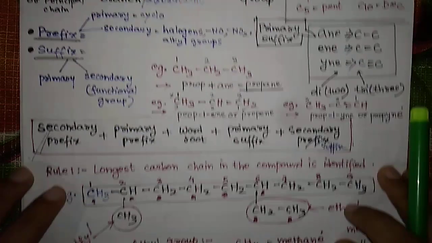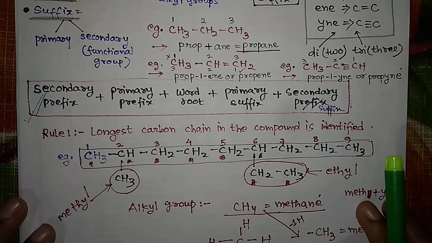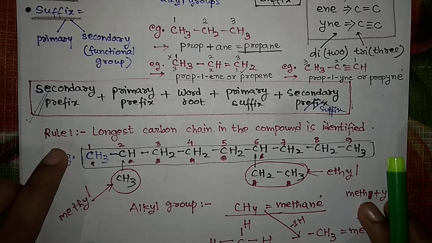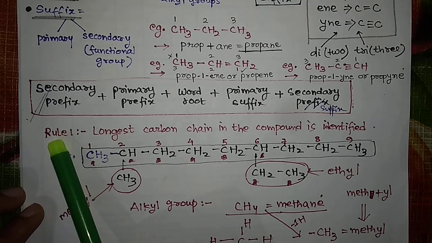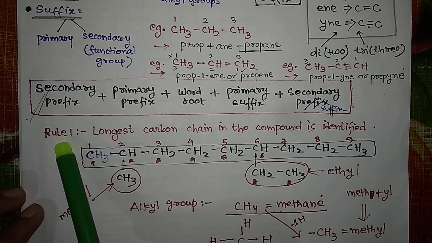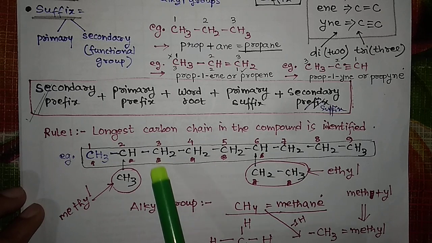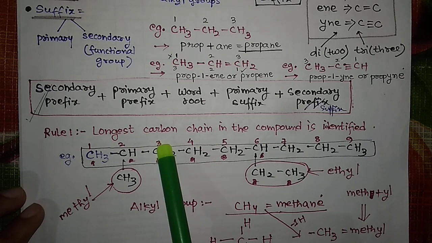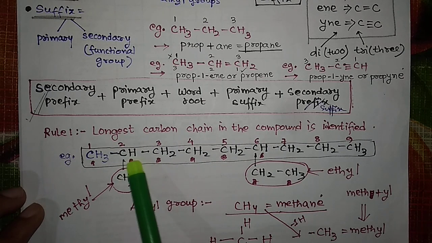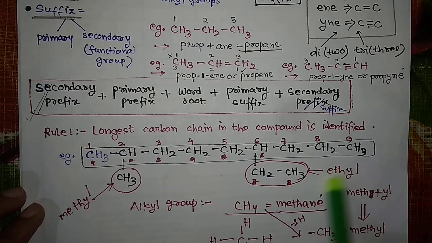In the last video I told you rule number 1. Whenever you start the IUPAC nomenclature, and a compound is given to you, the first thing you do is find the longest carbon chain in the compound. So here I have shown you an example.